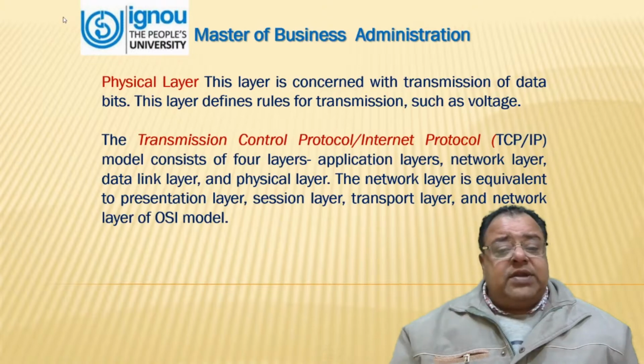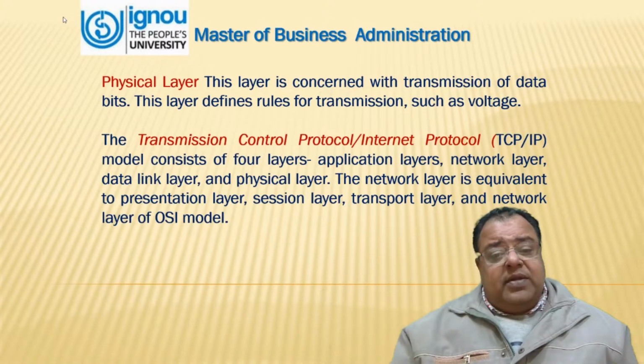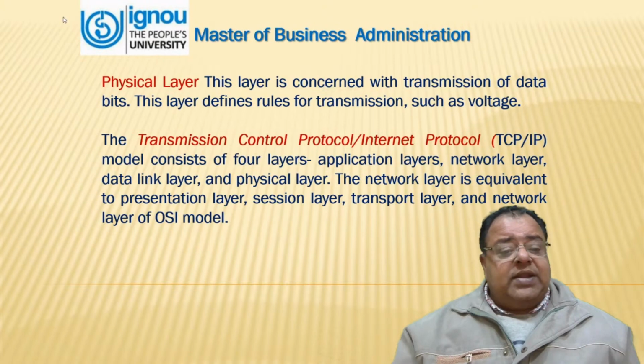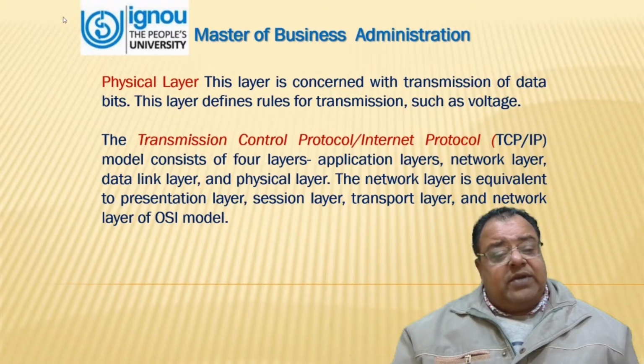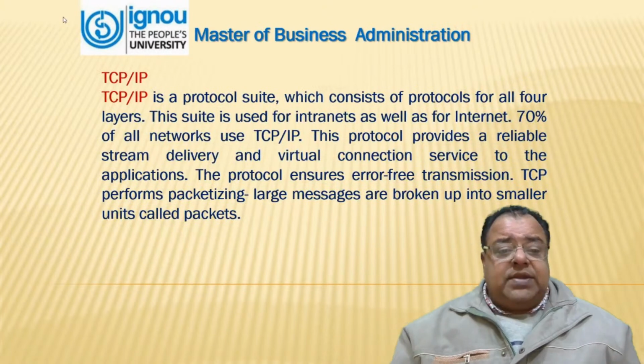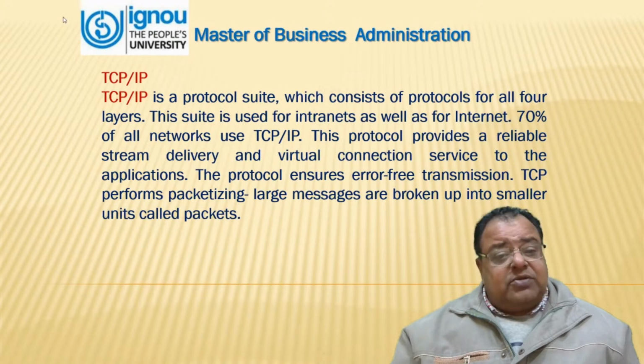Now we move on to Transmission Control Protocol, Internet Protocol, TCP/IP. This model consists of four layers: application layer, network layer, data link layer, and physical layer. The application layer is equivalent to the presentation layer, session layer, transport layer, and network layer of the OSI model. TCP/IP is a protocol suite which consists of protocols of all four layers. This suite is used for intranets as well as for the internet. 70% of the networks use TCP/IP.